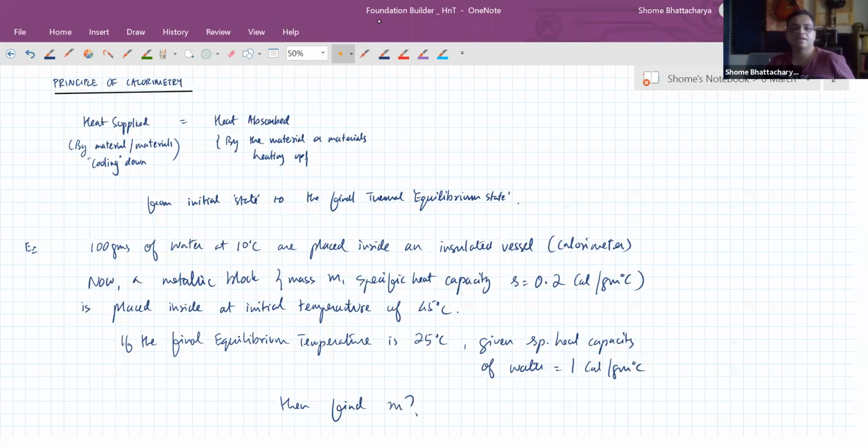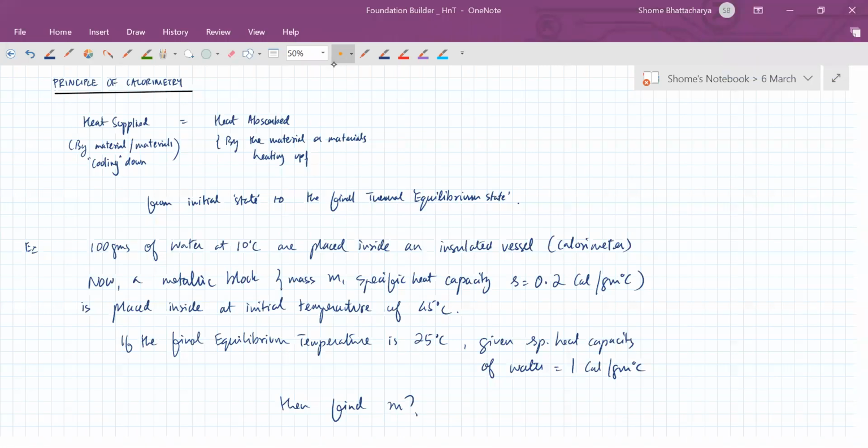So the mass of the metallic block, which is made of the material which has specific heat capacity of 0.2 calories per gram degree C. Initially the metallic block was at 45 degrees C, whereas the water was at 10 degrees C. After a long time, when equilibrium is reached, the common temperature of the mixture becomes 25 degrees C. From all this information given, we have to find the mass of the metallic block. Let's try this question out. You have to just apply the concept we have written down above, which is the principle of calorimetry.